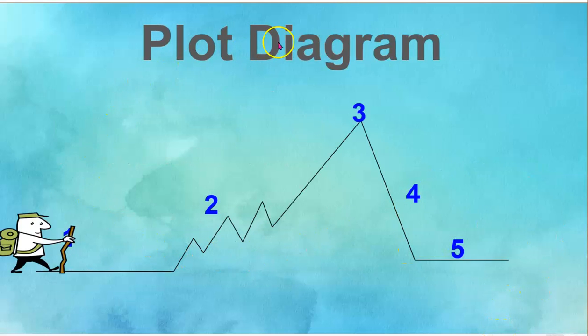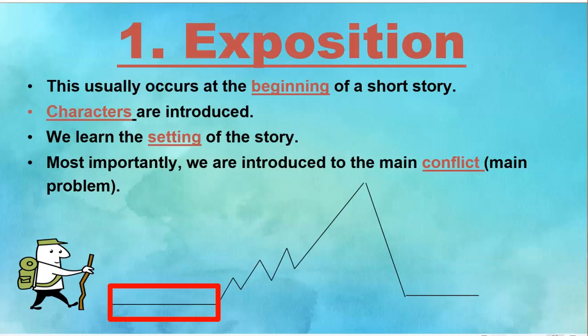In a plot diagram, this may look familiar to you. It's kind of like a mountain. As we go up the mountain, we have 5 different positions that we will go over. As you continue in your guided notes, you're going to have these numbers on your guided notes, and you're going to want to fill those different positions in. The first one is called exposition.